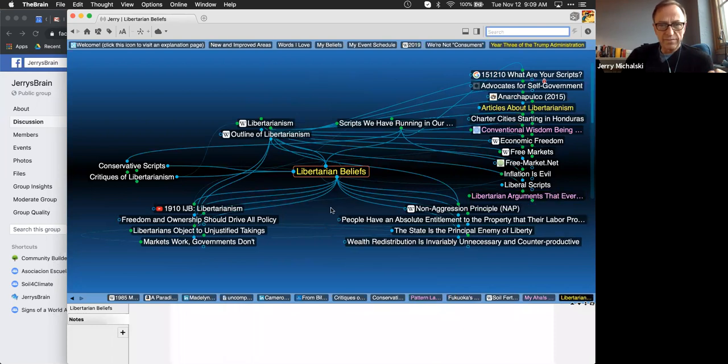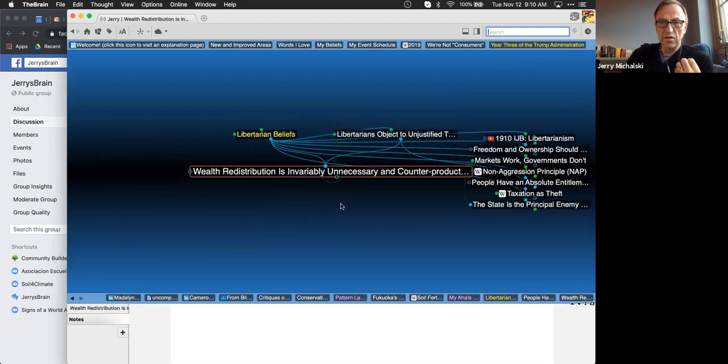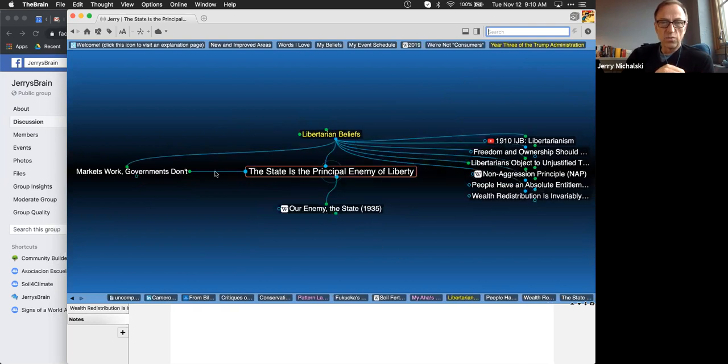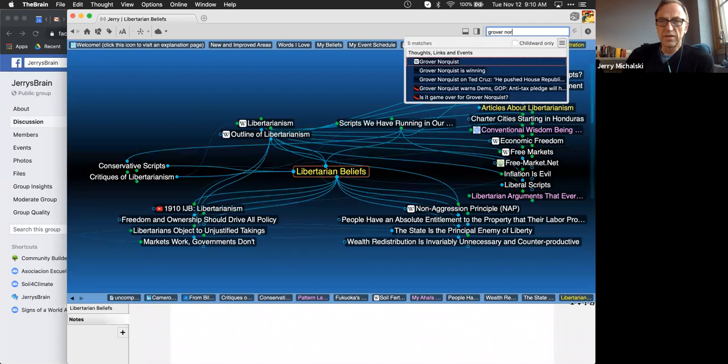I fleshed this out from looking in lots of places and trying to figure out what's going on. Some things: people have an absolute entitlement to the property that their labor produces is a libertarian principle or belief. Libertarians object to unjustified takings. They basically seem to believe that wealth redistribution is invariably unnecessary and counterproductive, and they see the state as the principal enemy of liberty. There's a whole bunch of scripts around this, like markets work, governments don't, and the state should be, as Grover Norquist said, small enough that you can drown it in a bathtub.